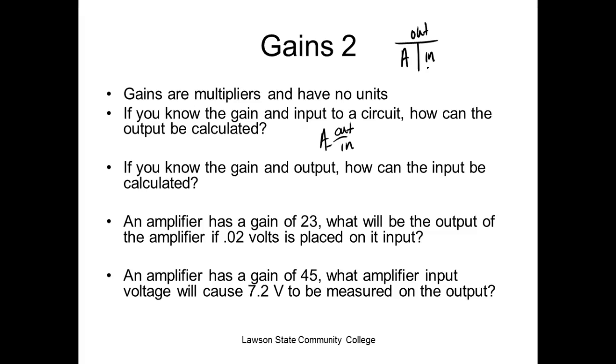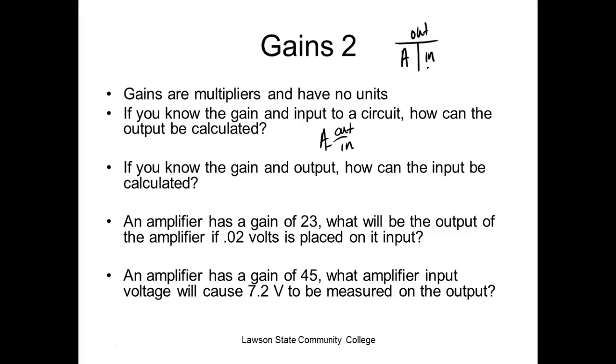An amplifier has a gain of 23. What will be the output of the amplifier if 0.2 volts, or 20 millivolts, is placed on its input? I'm waiting. 4.6. Everybody okay? It's got a gain of 23, right? So we take 0.02 and multiply it by 23. Are we okay? 4.6 is what it'll be.